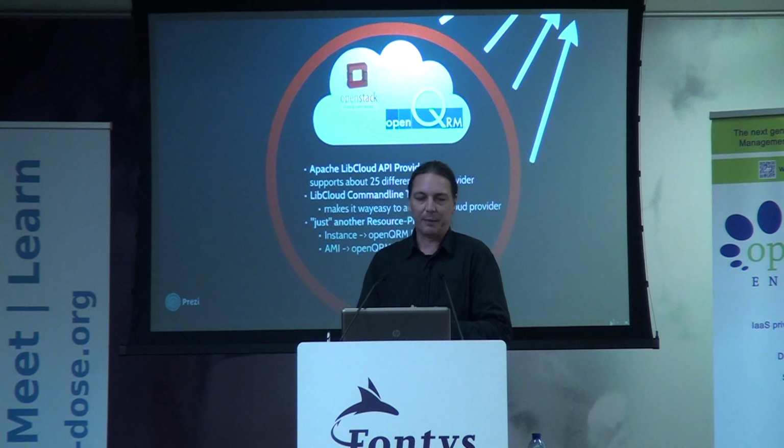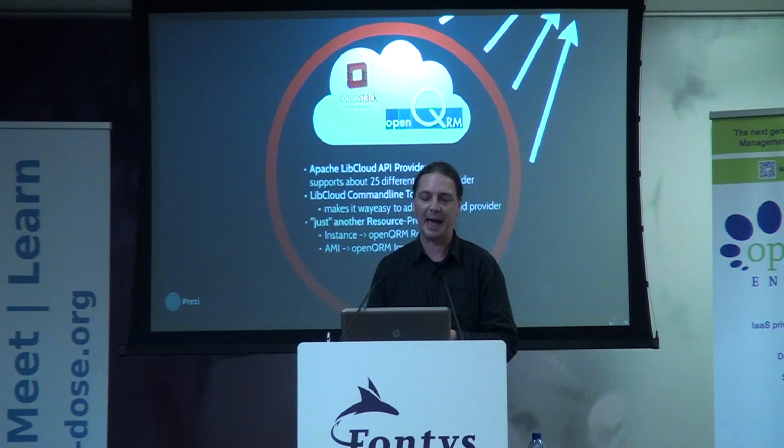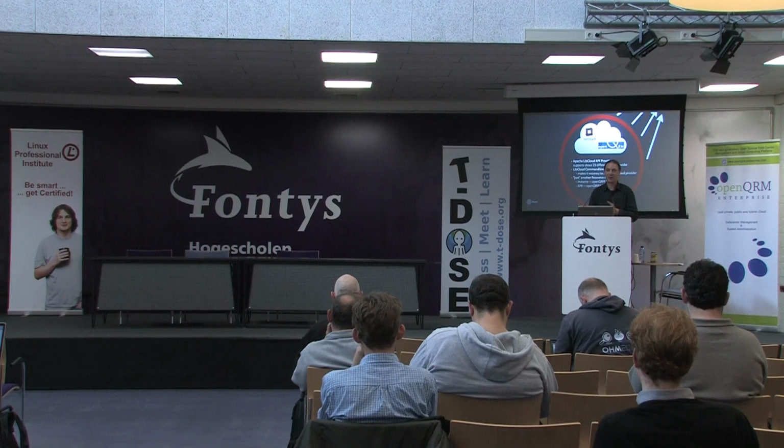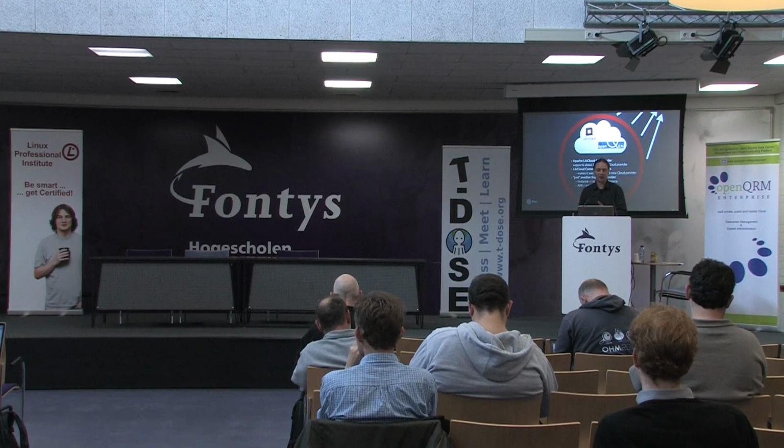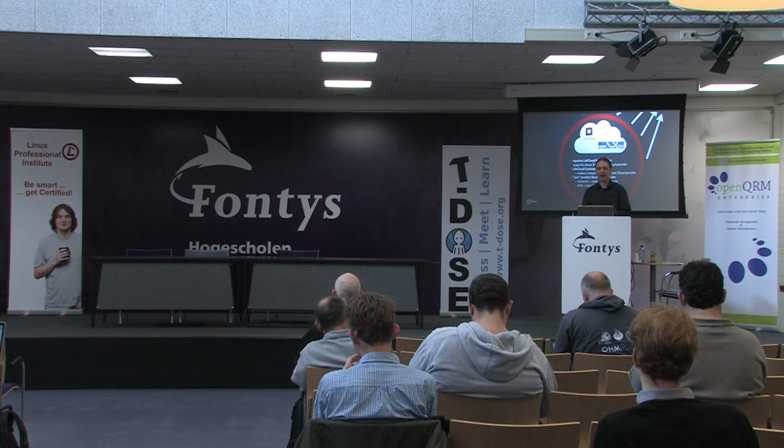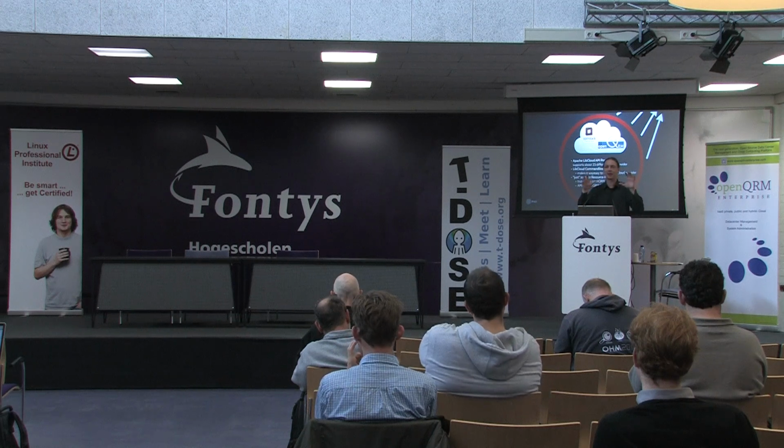So as I said, we have a model in openQRM which is based on a server object, which contains different sub-objects. One of them is the resource, and for us, an instance on an OpenStack cluster or on an OpenStack cloud is just an openQRM resource which you can attach to an image, and the AMI in your OpenStack cloud is abstracted in openQRM as the openQRM image. So basically we just map the variable objects in the different infrastructures.